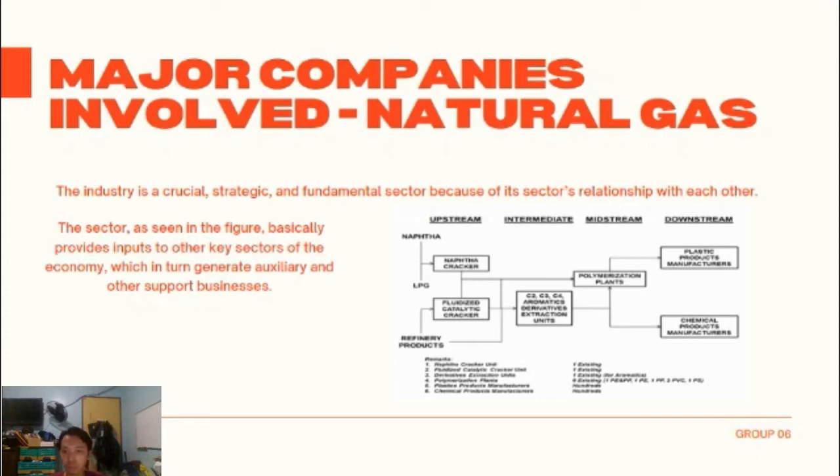For example, for the upstream, the naphtha cracker utilizes raw materials naphtha and LPG. And the naphtha cracker's output can be used as a raw material for polymerization plants in the midstream. Furthermore, the product produced can still be utilized in the downstream for plastic products manufacturers.